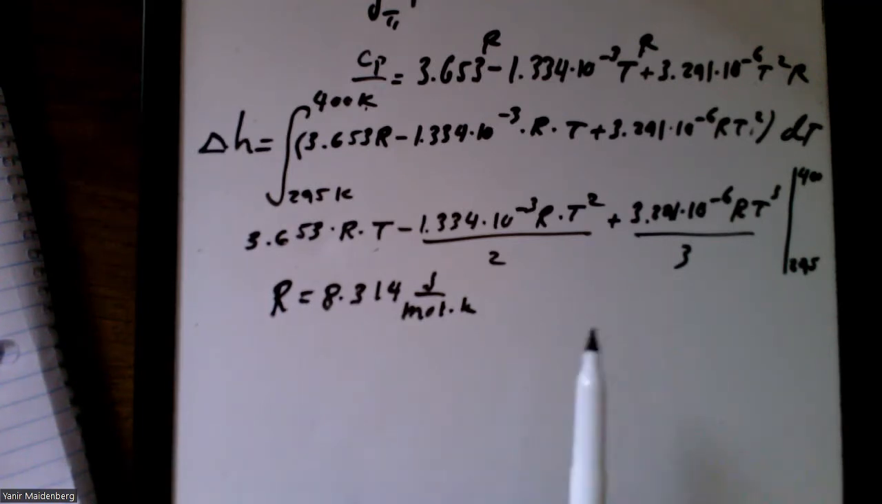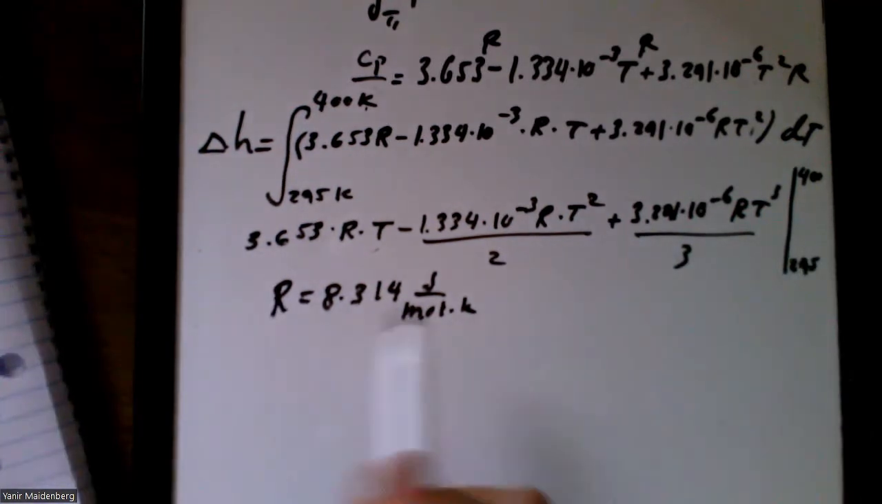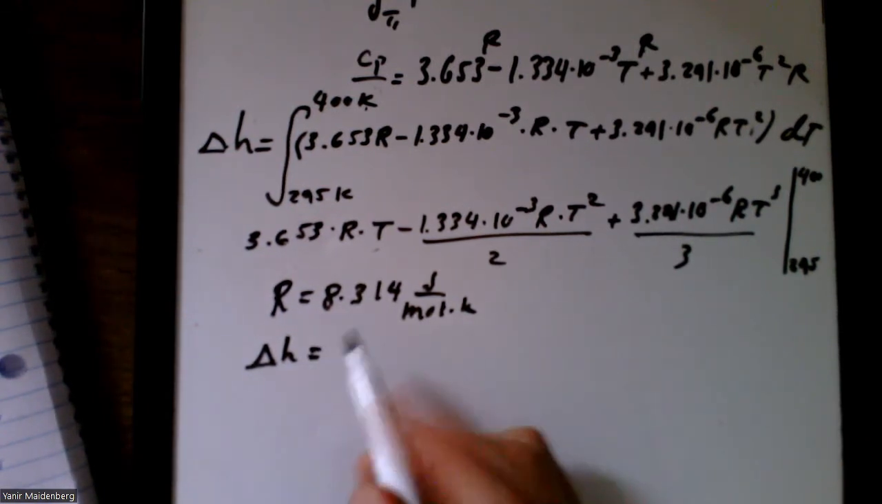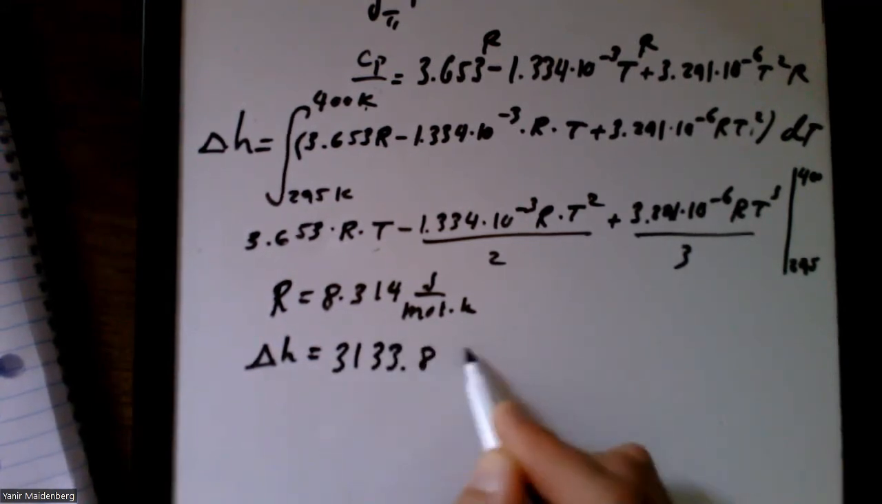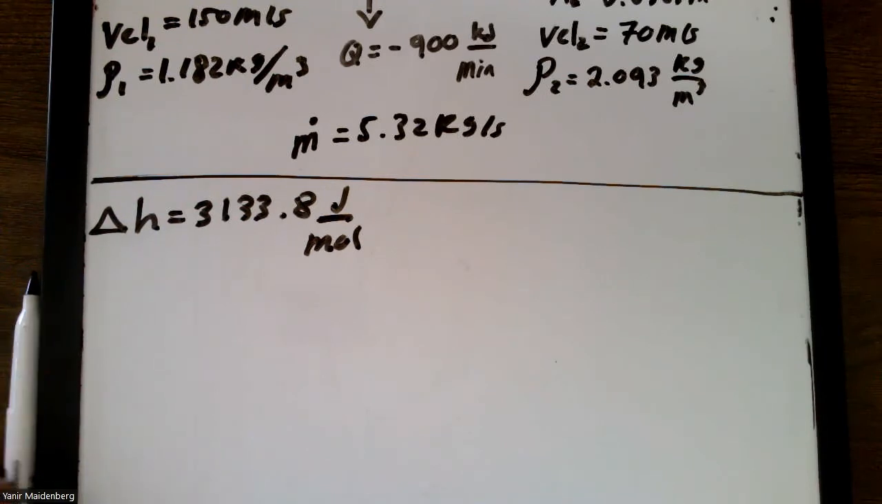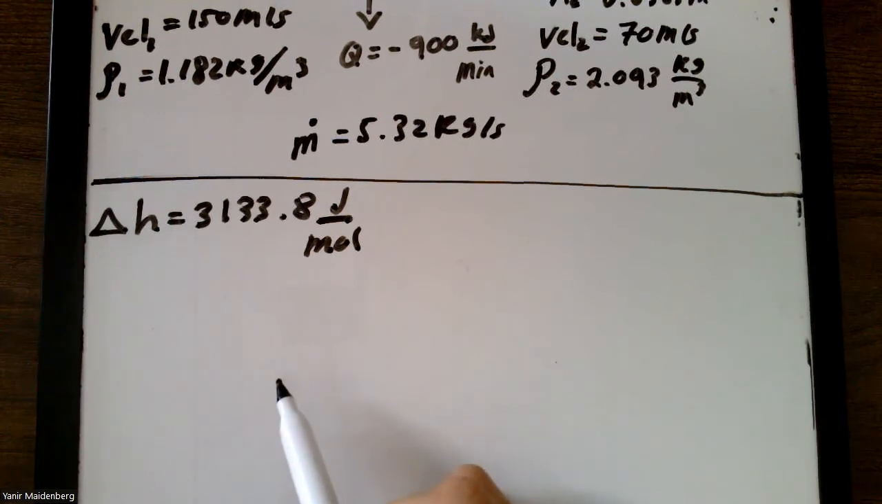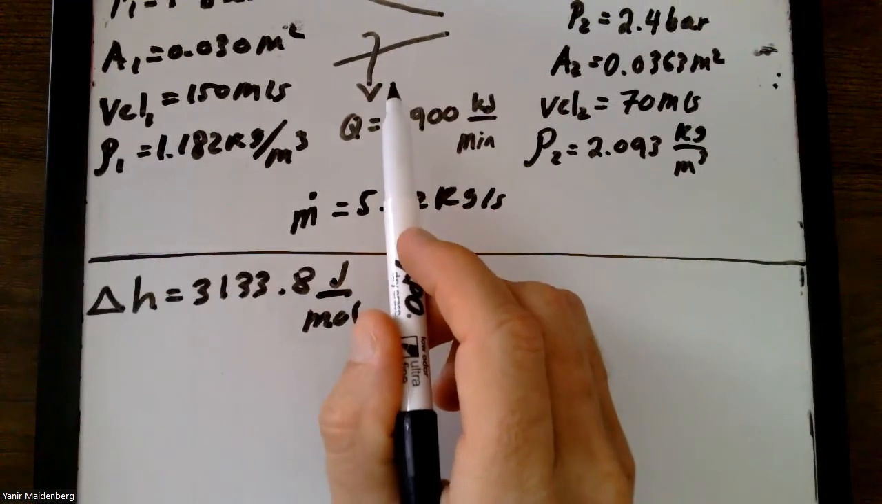I did all that. I punched all that in, and what I got was that my delta H, my change in my specific enthalpy is 3,133.8 joules per mole. Okay, so that's cool. Now with this delta H, which is in per mole basis, we can apply the first law of thermodynamics to try to find the amount of work that's required to operate this compressor.